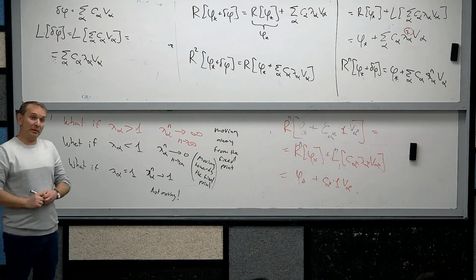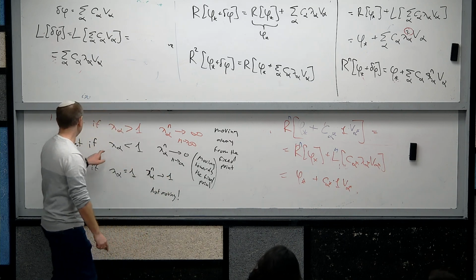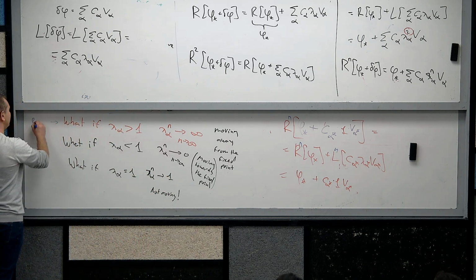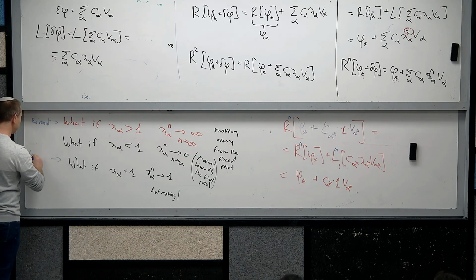So at the moment that you have this, those are called relevant. This is called irrelevant. And this is called marginal.